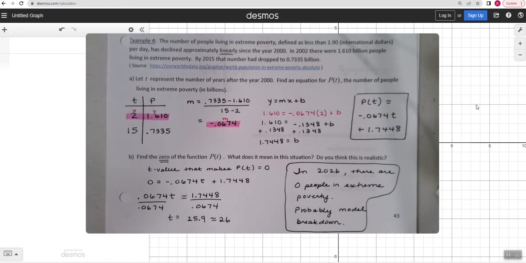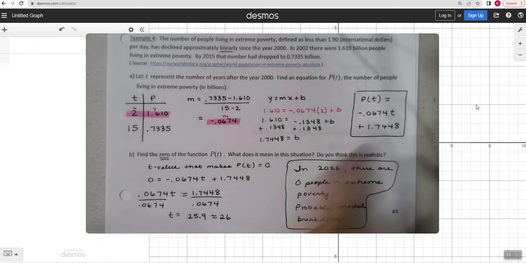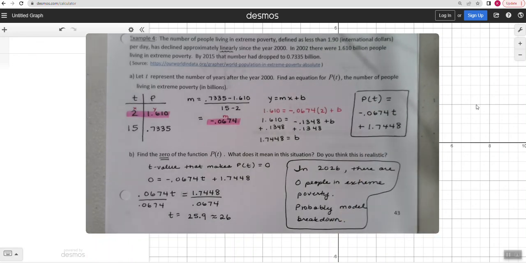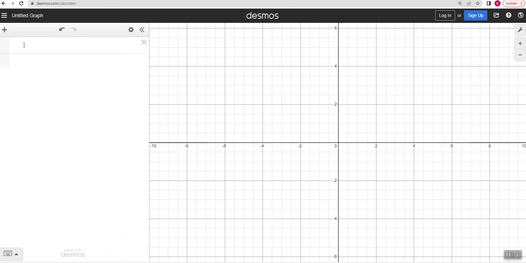Before we stop this section, I wanted to remind you that unless a problem specifically says you have to solve by hand, some of these kinds of things can actually be done on Desmos as well. We haven't looked at Desmos for a section or two. So let me go into Desmos, and I'm going to put my P of T function, my poverty function, in Desmos. And let's take a look at the line that represents the number of people living in poverty.